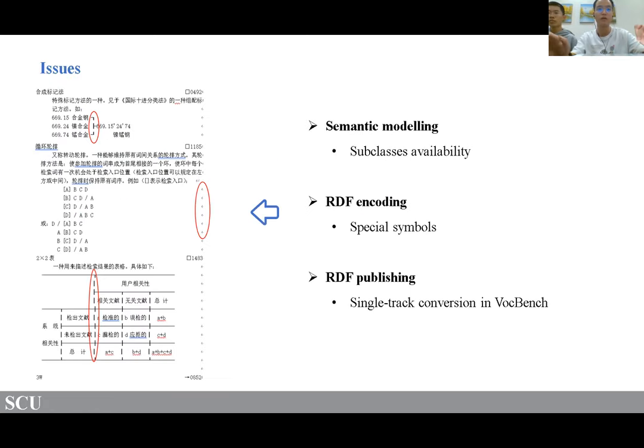At present, we still face some problems, such as the subclass of lexical entries like word, multi-word expression, and affix in OntoLex-Lemon is not appropriate in the Chinese context when doing semantic modeling. Special symbols are difficult to structurally render using RDF encoding. In RDF publishing, the updates made in Workbench cannot be reconverted back to RDF retrievals, so it's difficult to make changes at the data level.